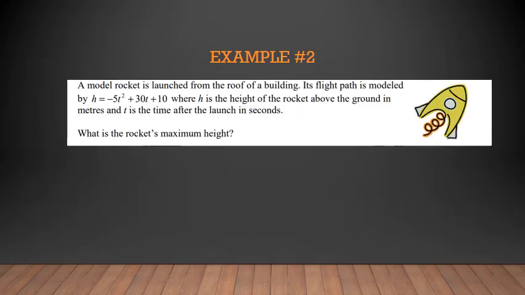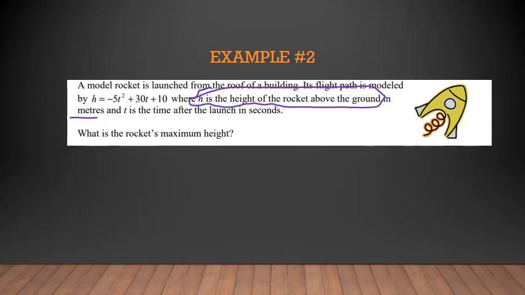Okay, the same type of question here. Now we have a model rocket launched from a roof. Its flight path is modeled by, here's the equation for it. Again, h is the height of the rocket above the ground, and this time it's in meters, and t is the time after it is launched. So what we want to know specifically is, what is the rocket's maximum height? My question for you is, and think about it before you answer, do I want to give the t value or do I want to give the h value? Which one is this asking for, time or height? If you read the question, it's looking for height.